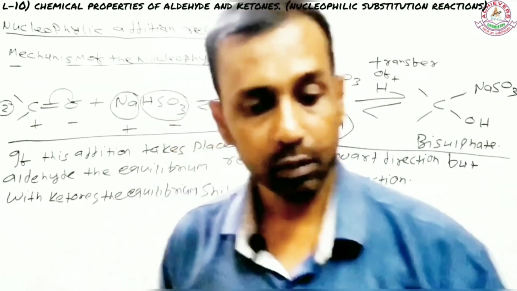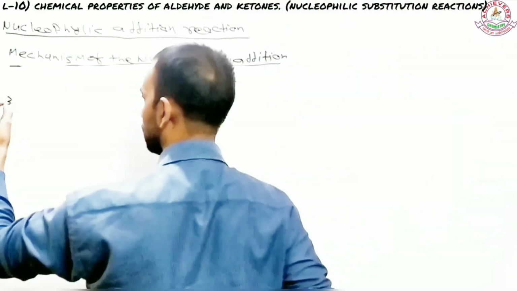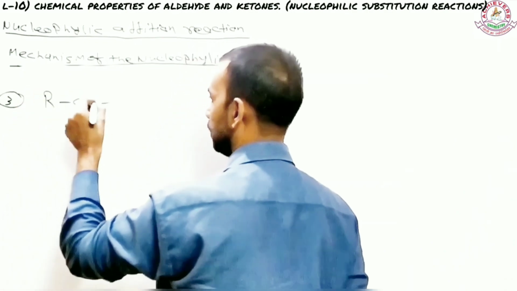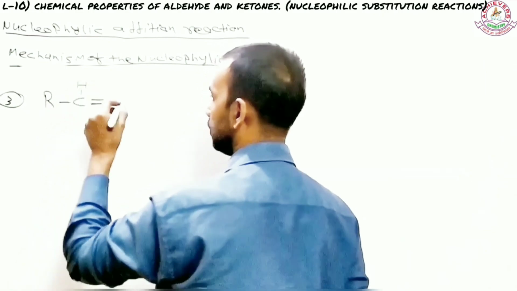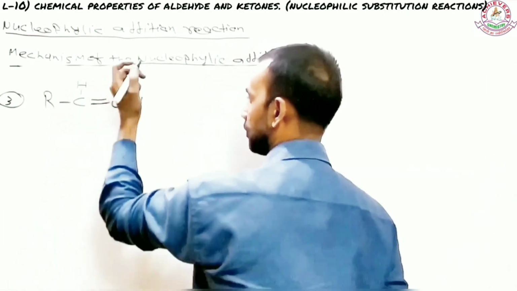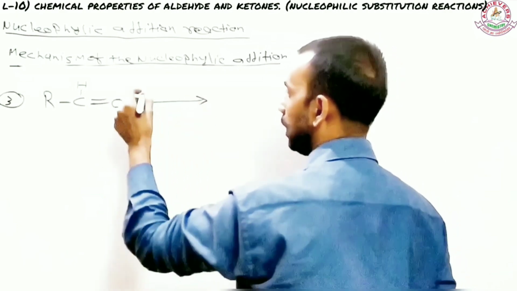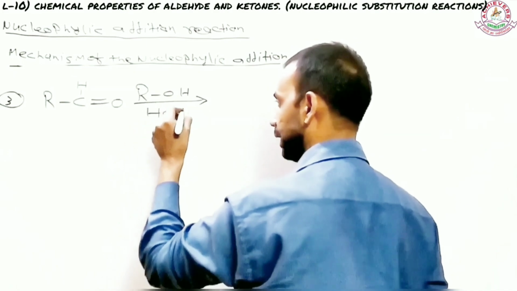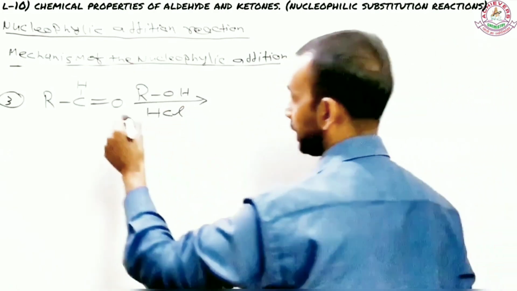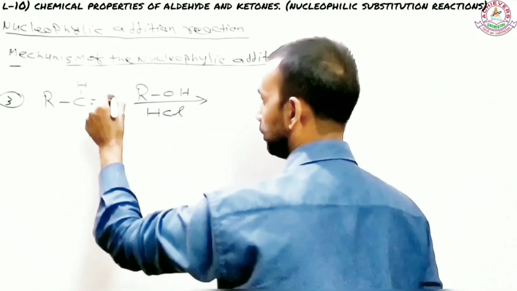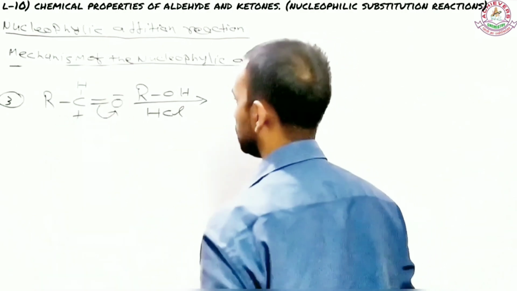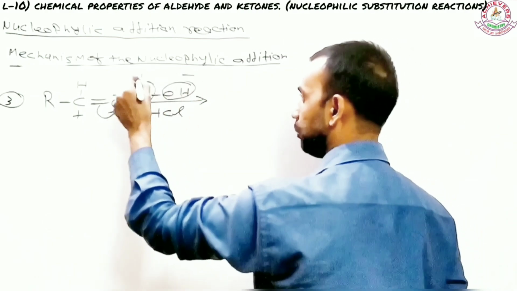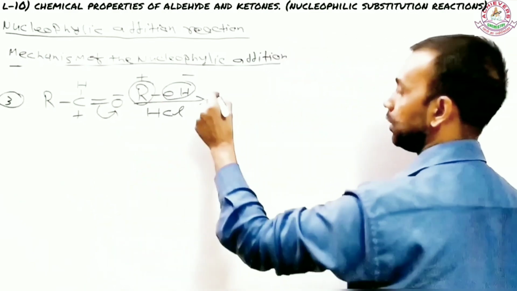Right? So now let's take the third example. This is absolutely about aldehyde. When an aldehyde reacts with an alcohol, a primary alcohol, in presence of HCl, then what happened? Like I said, oxygen will form a negative charge and carbon will form a positive charge. There you have this O negative and carbon as a positive. So what I will do is arrange them according to the mechanism.